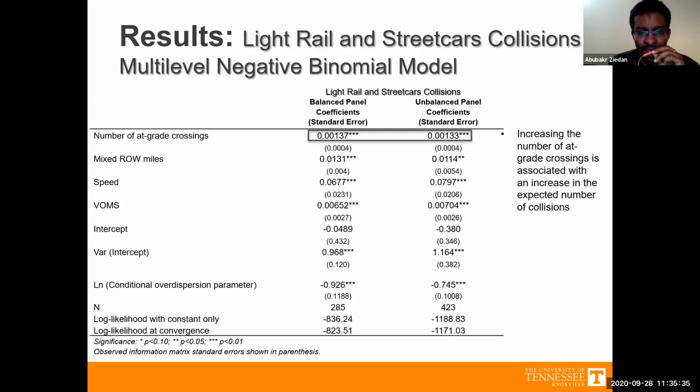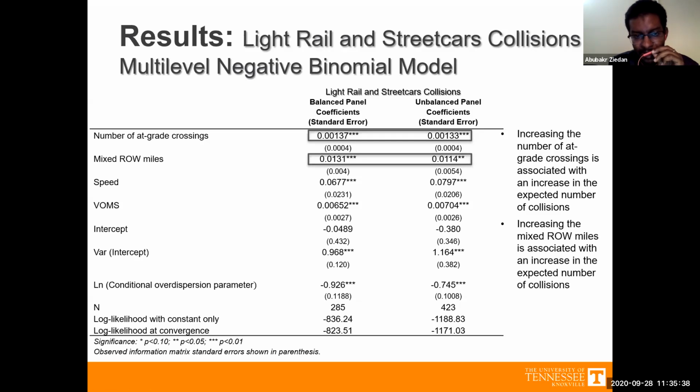expected collisions. Similarly, we can see the same results with the mixed right of way, and similarly the speed and the vehicles operated at maximum service. All of these results are expected since the number of at-grade crossings increases the conflict points. So more at-grade crossings are expected to have more conflict points, and similarly operation in mixed right of way will result in higher exposure for light rail and streetcar.